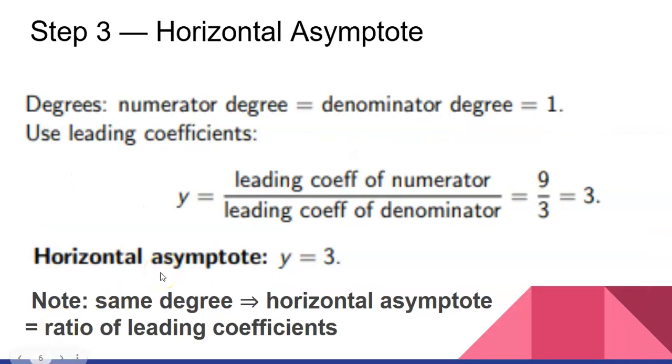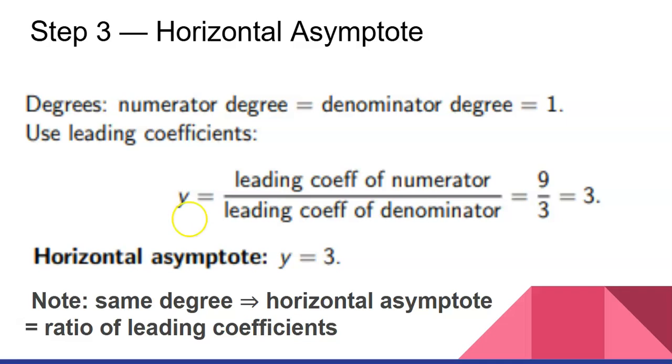Step number 3. For the third step, we determine and draw the horizontal asymptote. So here's the process. Look at the degree of both the numerator and denominator. In this case, both degrees are equal to 1. When the degrees are the same, we use the leading coefficients. Again, the horizontal asymptote is the value of y where the graph is heading as x approaches positive infinity and negative infinity. So what's the value of y when x is a very big number and when x is a very big negative number?